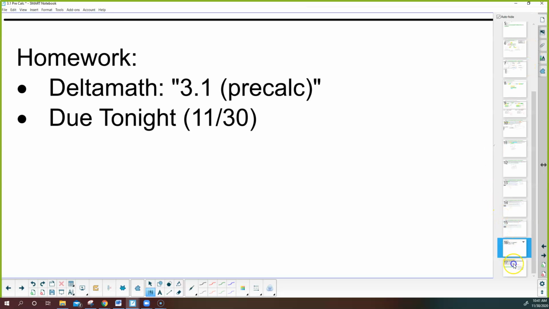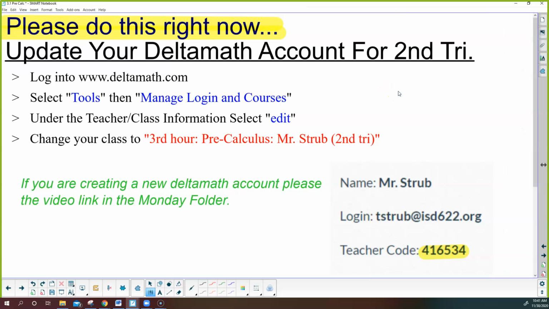All right, I'm going to post this slide right here again. So those of you that need to, you can go to Delta Math right now, select the tools, which is in the upper right-hand corner, manage login courses, and then the bottom part of the screen says edit, and you just need to reselect third hour pre-calculus trimester 2 course. If you don't do that, you won't have the homework for tonight.